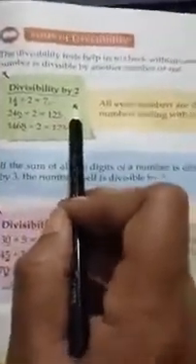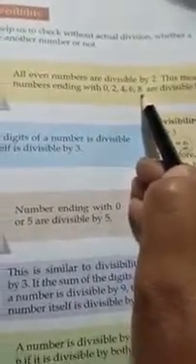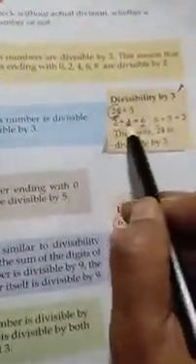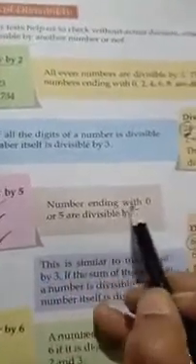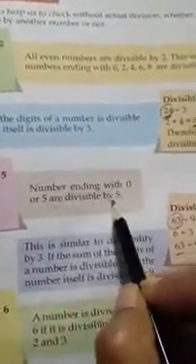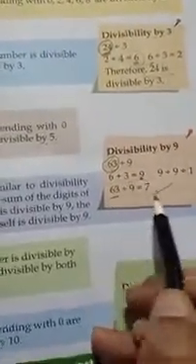Once again we will revise all these. What is the divisibility rule by 2? If a number ends with 0, 2, 4, 6 and 8, then the number is divisible by 2. What is the divisibility rule of 3? If the sum of the digits is divisible by 3, then the number will be divisible by 3. Then what is the divisibility rule of 5? Numbers ending with 0 and 5 are divisible by 5. Divisibility by 9 is the same as in 3. If the sum of the digits is divisible by 9, then the number will be divisible by 9.